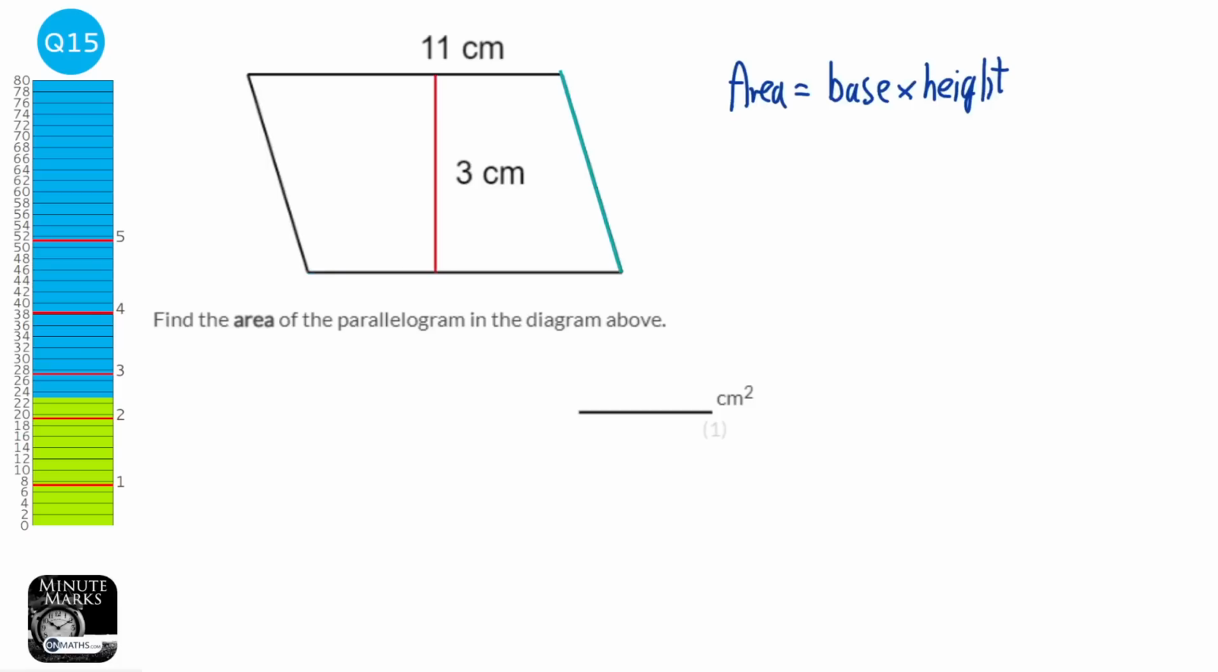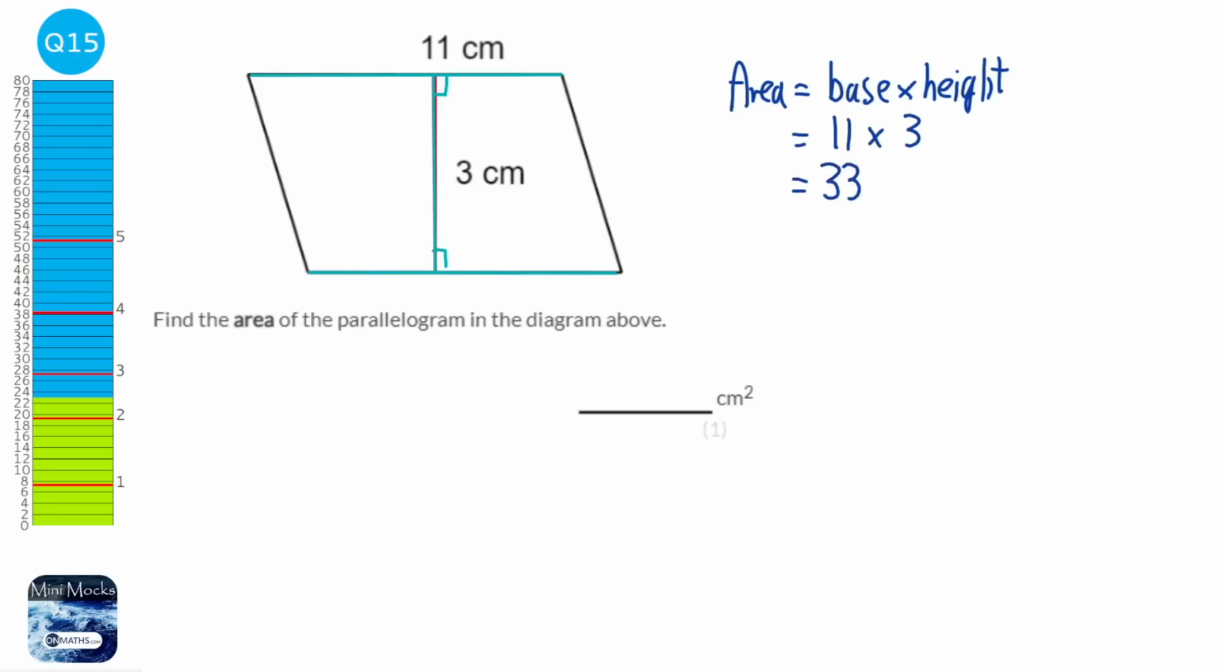at 90 degrees. The height is this length here, and the base is either this length here or the length at the top. It doesn't matter because they both hit the height at 90 degrees. So we're going to do the base, which is 11, times the height, which is 3, and that gives us 33.